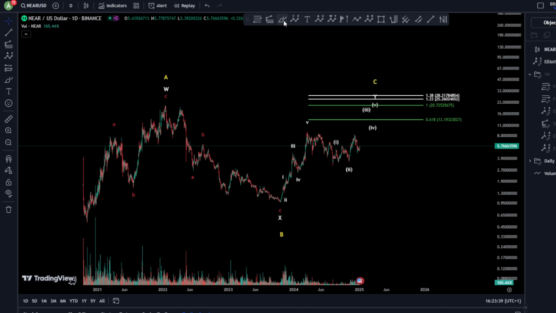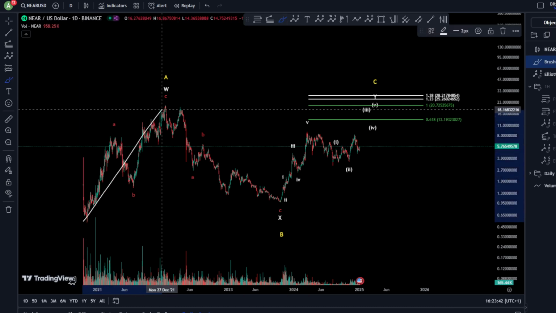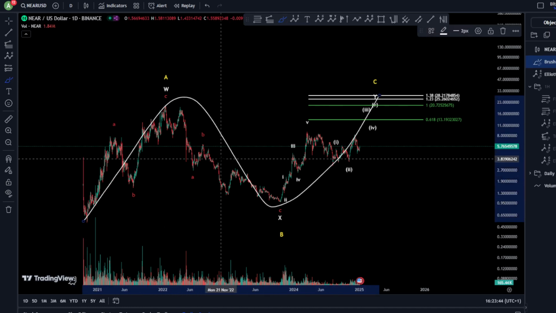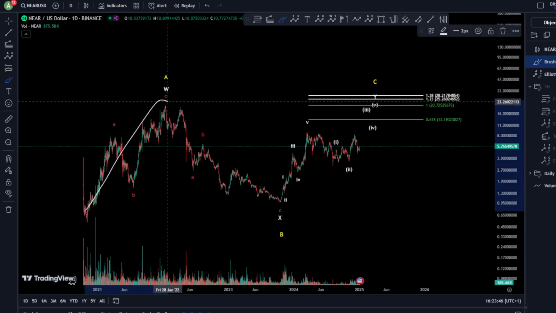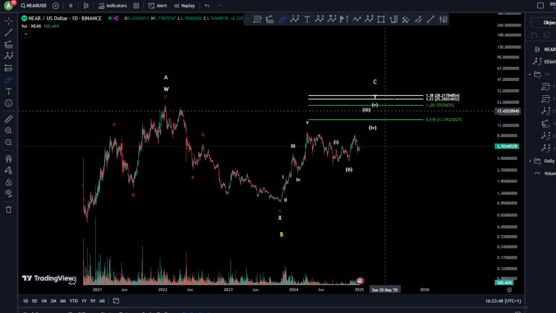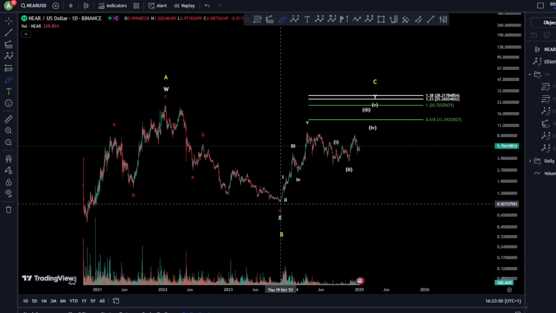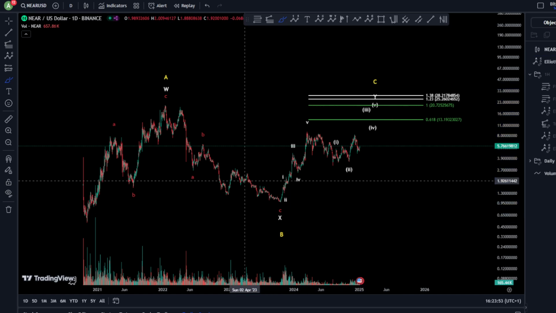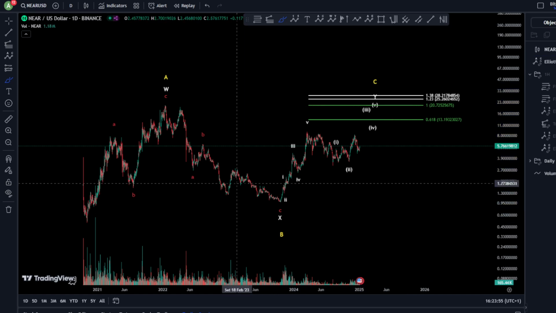Starting on the daily chart here, we are looking probably at an A, a B, and a C towards the upside. Or another scenario is W, X, and a Y. Of course, I'm gonna tell you the difference. The difference is in the last wave that we get, it is the structure that we get in it.